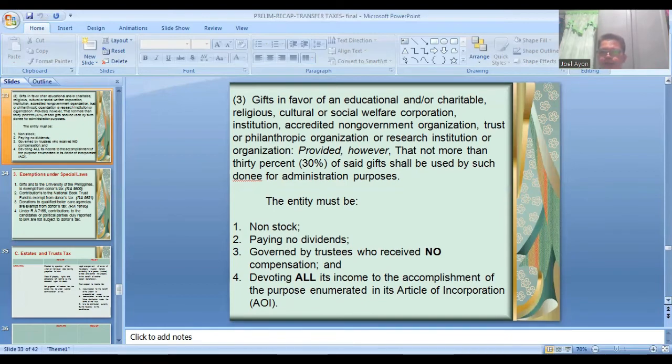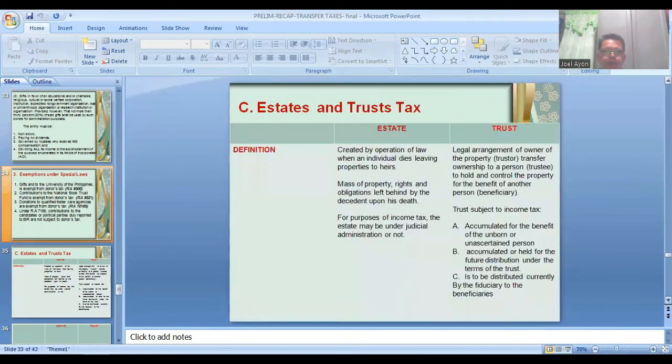All right, to continue, we have here the last topic, which is the estates and trusts income tax. So before we proceed to the estates and trusts tax, let us first define estate and trust. What is, as a review? So an estate is created by operation of law when an individual dies, leaving properties to heirs, the mass of property, rights, and obligations left behind by the decedent upon his death. For purposes of income tax, the estate may be under judicial administration or not.